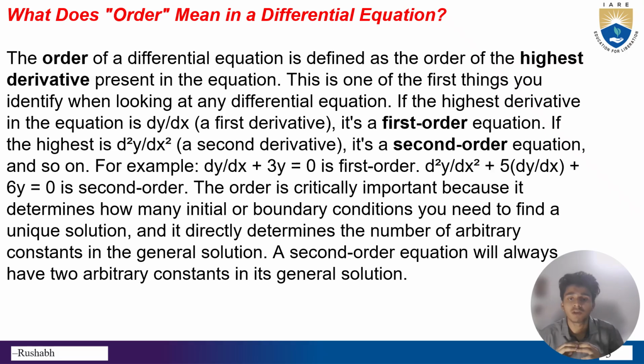For example, dy/dx + 3y = 0 is first order. d²y/dx² + dy/dx + 6y = 0 is a second order differential equation. The order is critically important because it determines how many initial or boundary conditions you need to find a unique solution, and it directly determines the number of arbitrary constants in a general solution. A second order equation will always have two arbitrary constants in its general solution.